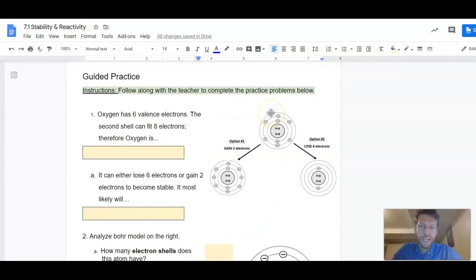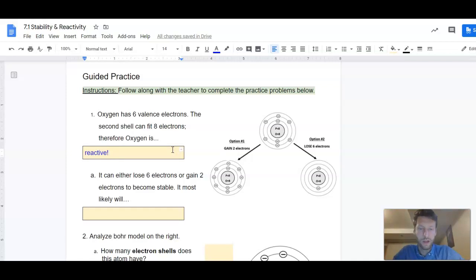So, first we're going to analyze this model because it's a really good visual understanding of what I just said. Here we have a Bohr model of oxygen as a neutral atom. It's element number 8. It has 8 protons and 8 total electrons. We have 2 in the first shell, which means we have 6 left over to place in the second shell. 1, 2, 3, 4, 5, 6. So it has 6 valence electrons. The second electron shell can fit 8 electrons. Therefore, oxygen is reactive.